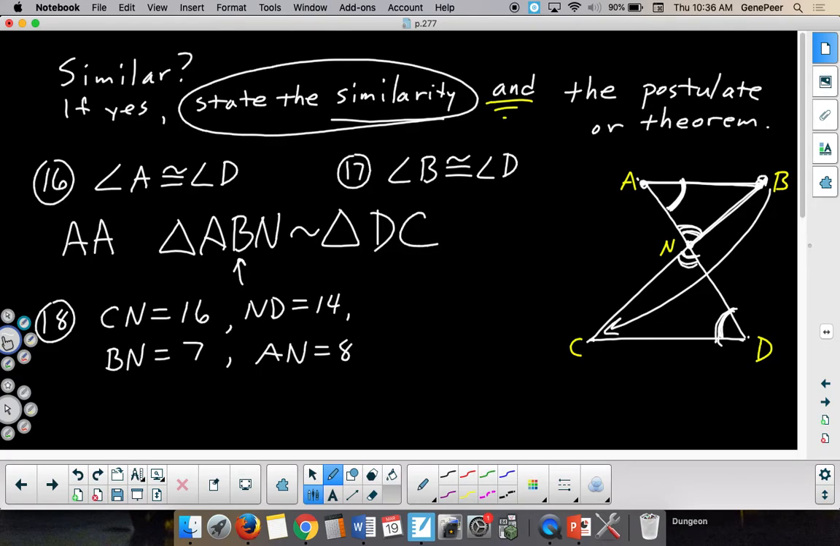And the only thing left, N matches up with itself. N matches up with N. So we have our corresponding parts matching up. We have correctly stated the similarity. We have also given the postulate or theorem. It's the AA postulate. Number 18.